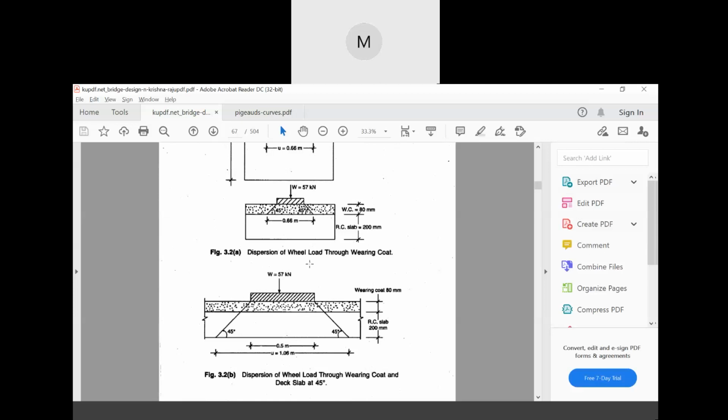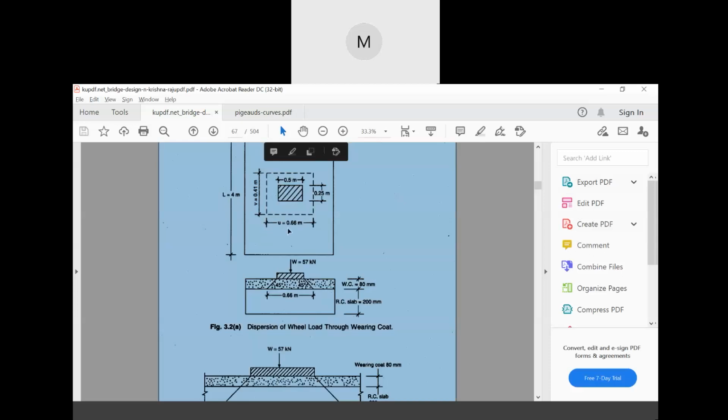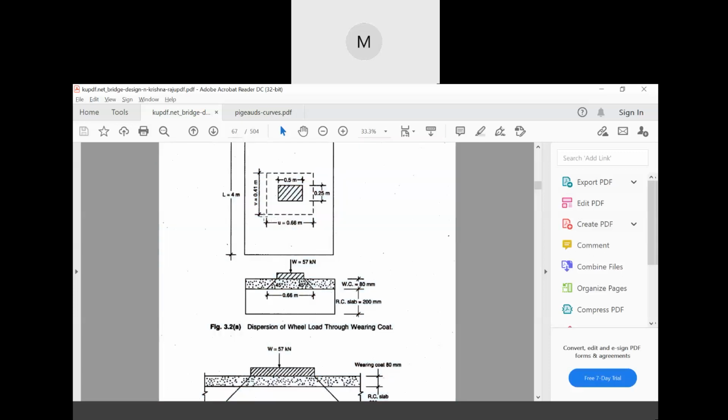Now similarly, this small v. So that is why the answer is 0.66 meter from this figure itself. So this is actually the contact load, 0.5 plus 2 into 0.08.